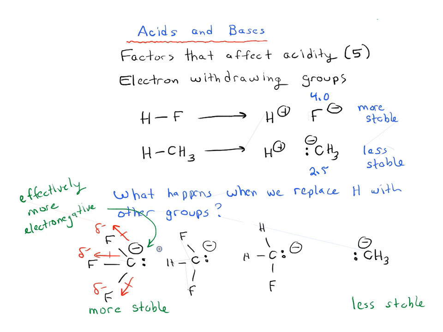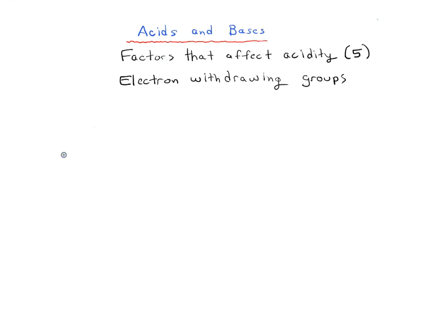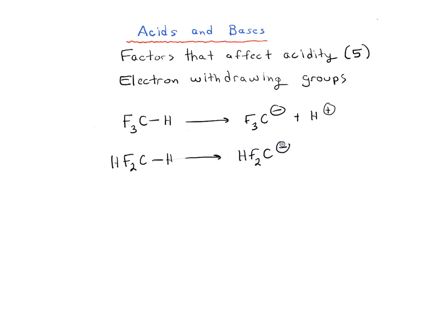Okay. So what does that mean for acidity? So stability, we can draw a greater than sign. The more electronegative groups we have attached to our carbon, the more stable it's going to be. So what does that mean for acidity and basicity? Well, if we have F3CH going to F3C minus plus H plus, then HF2CH going to HF2C minus plus H plus, and we're basically going to increase the number of hydrogens and decrease the number of fluorines as we go.